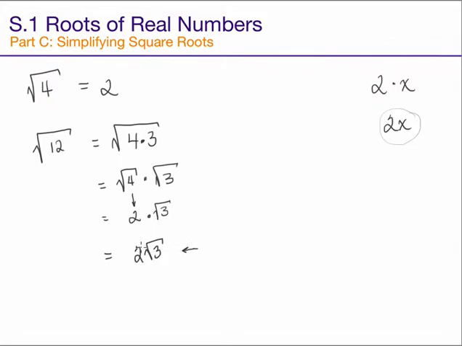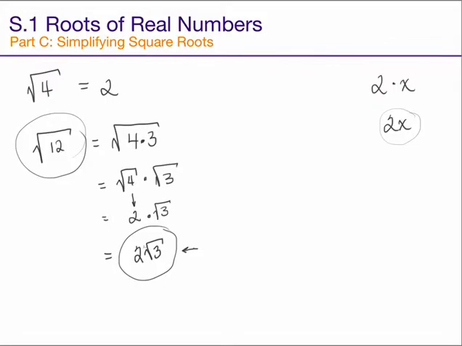Just like we don't write a 2 if the root that we're taking is the square root. If I just talk about the root of a number, I mean the square root. So you might hear me call this 2 root 3, or 2 square root 3, or 2 roots of 3. What I mean is 2 times the square root of 3. This is the simplified form of the square root of 12.